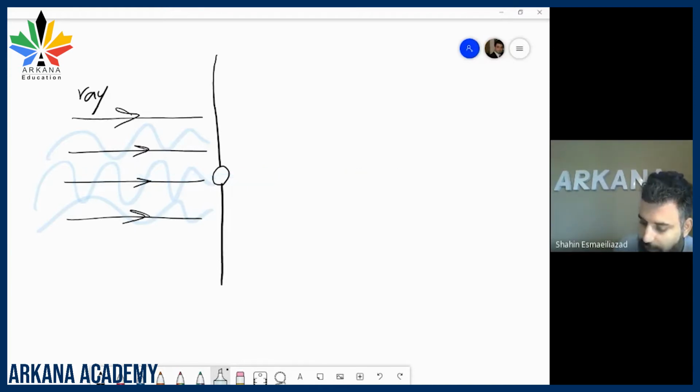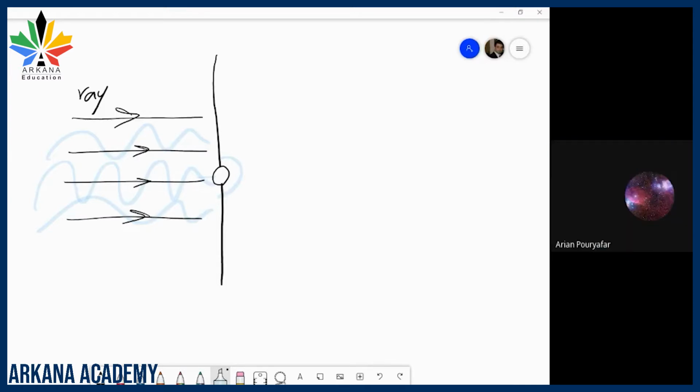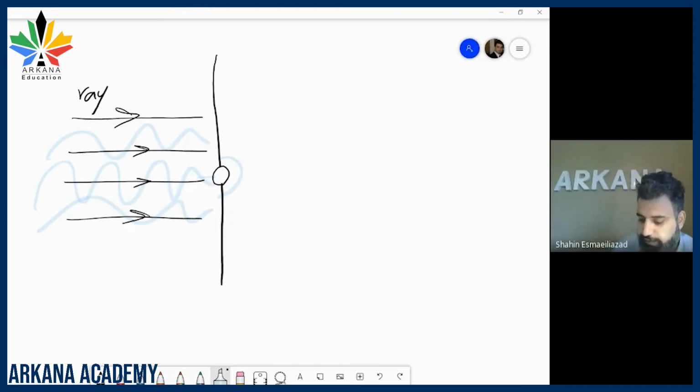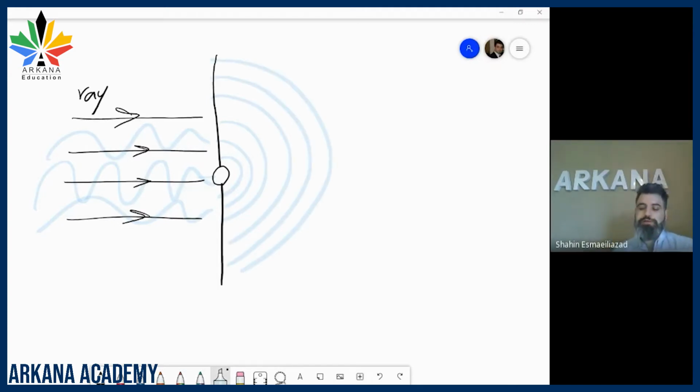As soon as the water passes through this, it experiences diffraction. Diffraction means that it goes into different directions and it actually expands. So that's one of the properties of waves.